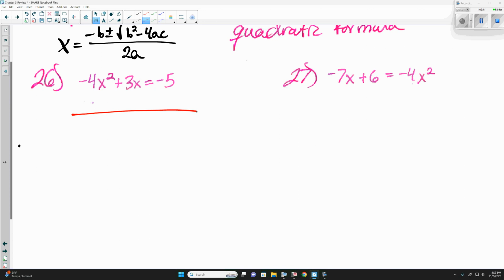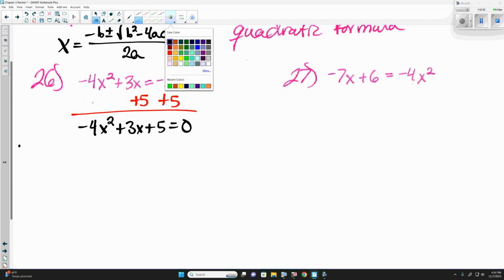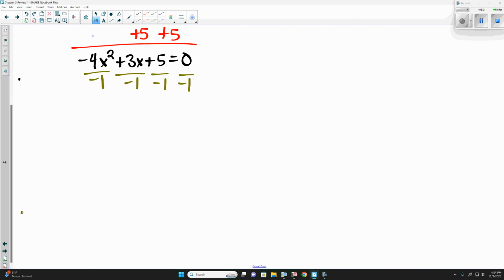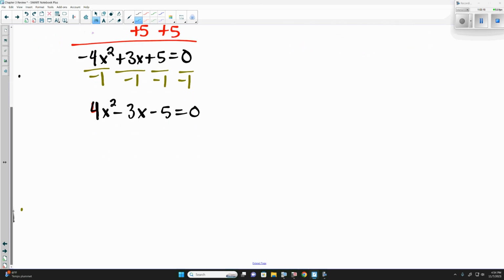So, first thing we can do is add 5 to both sides, telling us that negative 4x squared plus 3x plus 5 is equal to 0. Now to make this thing be positive, we're going to divide everything by negative 1 so we don't have to deal with fixing the signs later. Now what that tells us is that we have 4x squared minus 3x minus 5 is equal to 0. It also means the value of a is 4, value of b is negative 3, value of c is negative 5.